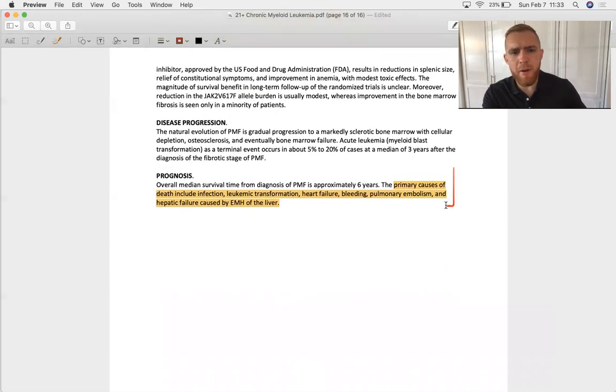And at the very end, primary causes of death from myelofibrosis include infection. Okay, you're not making white cells. Makes a lot of sense. Leukemic transformation, which could happen in a minority of cases. Heart failure from the anemia, I would suspect. Bleeding from a platelet dysfunction is, again, your bone marrow is getting wiped out. Pulmonary embolism, maybe, if you go to the other side of that, and you've got abnormal megakaryocyte proliferation, I suppose you could see either phenotype. And then hepatic failure caused by swelling of the liver, extramedullary hematopoiesis.